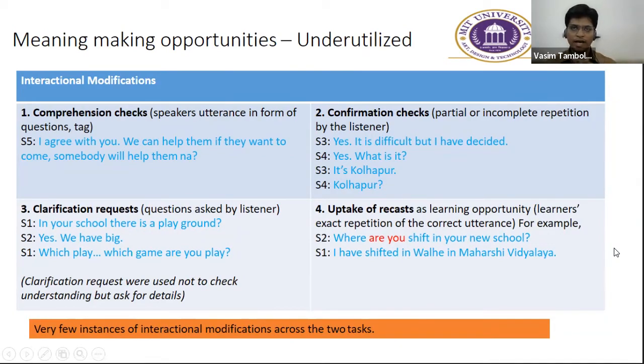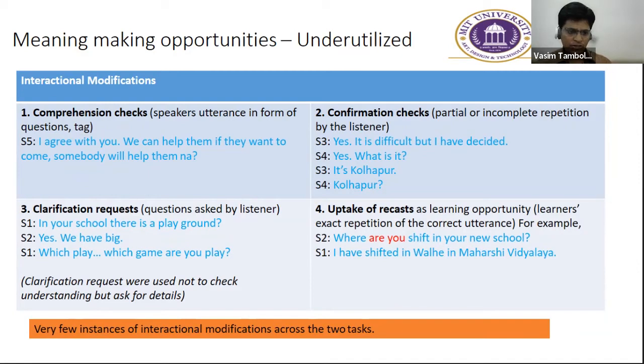So having looked at how they have used a variety of questions, I then tried to look at how they have used interactional modifications, which help learners create meaning-making opportunities in any dialogic task. But when I tried analyzing the data set for these interactional modifications, I could not get many such instances. Very few instances of interactional modifications were seen across the learner performances on both the tasks.